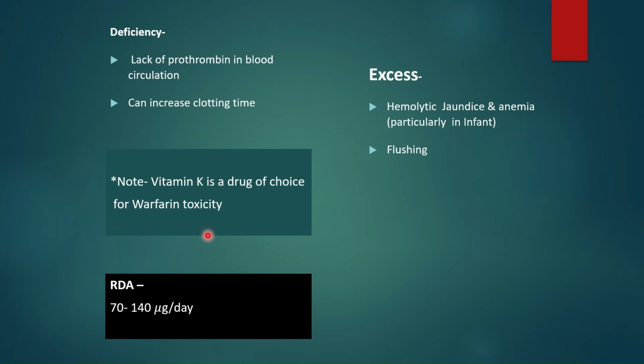Deficiency of vitamin K leads to lack of prothrombin in blood circulation. It may increase clotting time. Excess vitamin K may lead to hemolytic jaundice and anemia in infants. The recommended dietary allowance for vitamin K is 70 to 140 micrograms per day. You may also note that vitamin K is the drug of choice for warfarin toxicity.